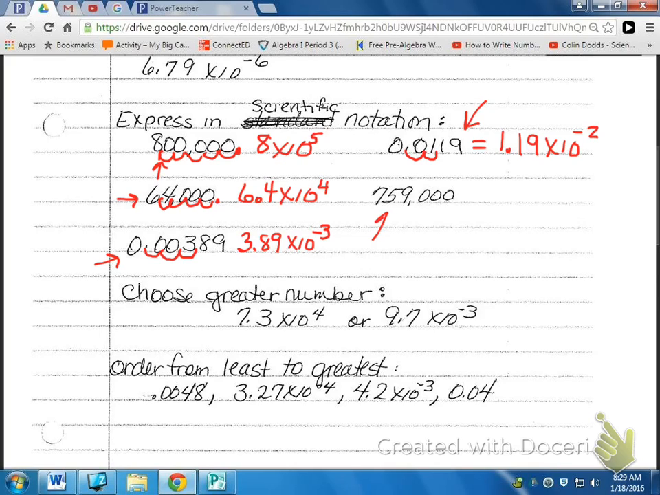All right, let's finish off with one more. 759,000. Layla, what am I going to do with this one? There's a 0 at the end. Okay. The decimal at the end, right? Yeah. All right, and then go back 5 places. Okay, she says 5 places. So what number would we write? 7.59 times 10 to the 5th. Since it was a whole number, that's going to be a positive.